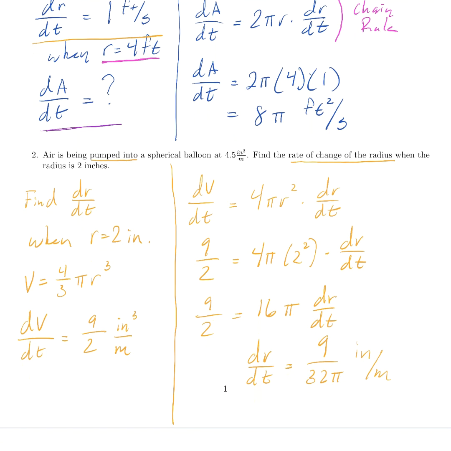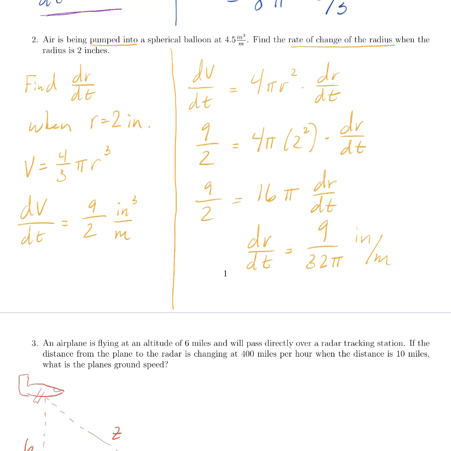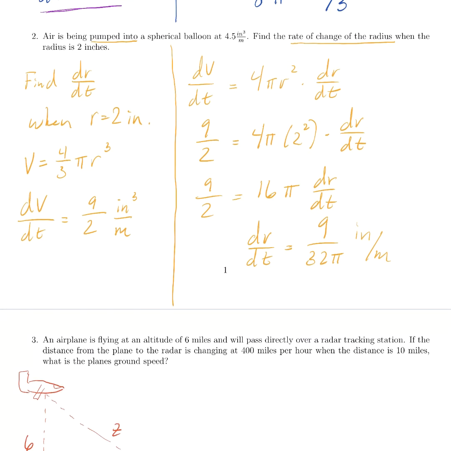Okay, the second should look similar to the one from the introduction. Air is being pumped into a spherical balloon at 4.5 cubic inches per minute. Find the rate of change of the radius when the radius is 2 inches.